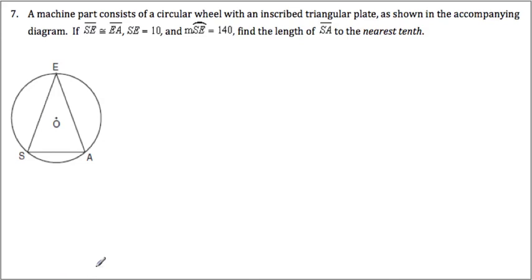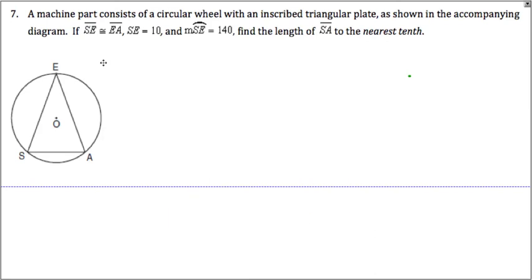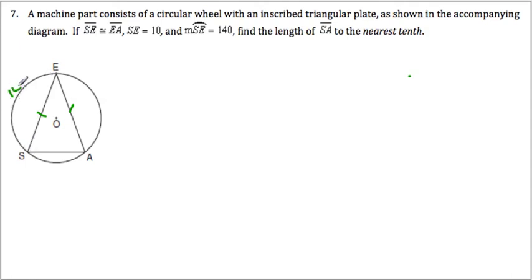How about number 7? Since this question requires a calculator, I'm just going to turn on my calculator. As you get ready, let's look into this question together. A machine part consists of this diagram here. SE is equal to EA. Since two chords are equal to each other, these two arcs also must be equal to each other. Where S is 140, this also must be equal to 140.